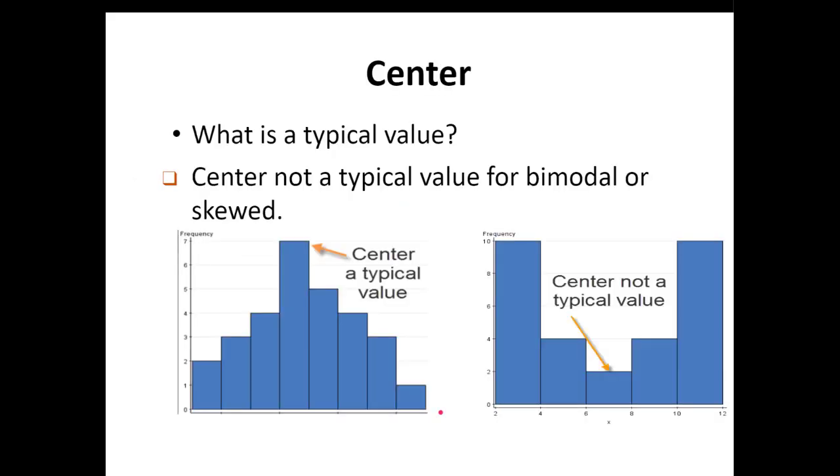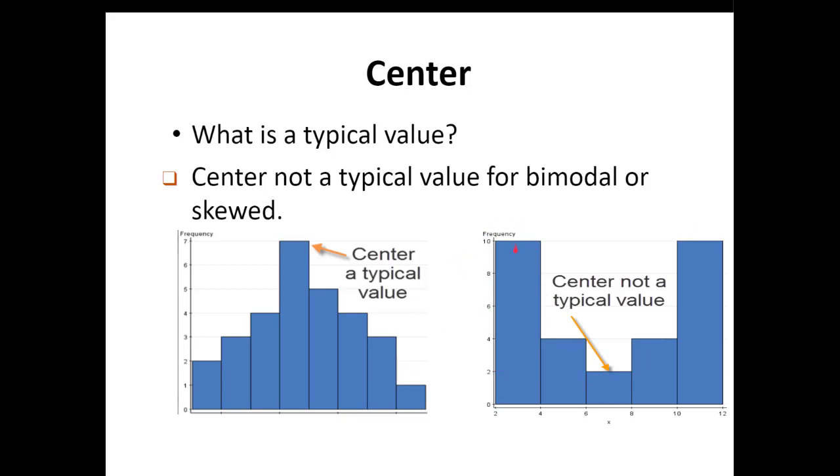The next aspect that we want to look at is the center. What is the typical value? If you have a normal distribution, and you notice that this is normal, we have most of the data in the center. It's approximately symmetrical. It's not exactly symmetrical, but it's pretty close. This is the typical value. In this case, we have a bimodal distribution.